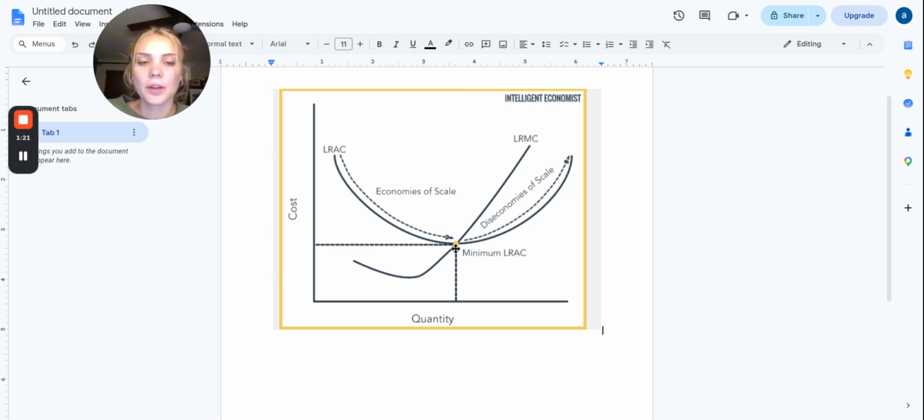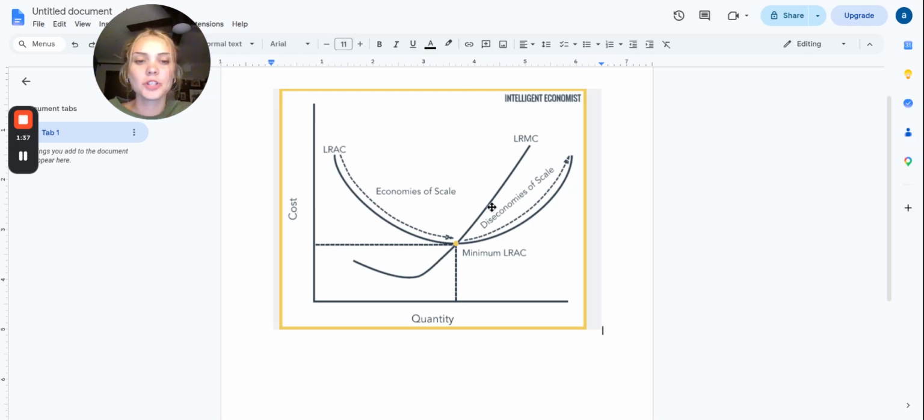The lowest point on the graph is called the minimum LRAC, where the company is producing at its most efficient scale with the lowest possible average cost. After that point, the graph begins to slope upward. This is called diseconomies of scale.